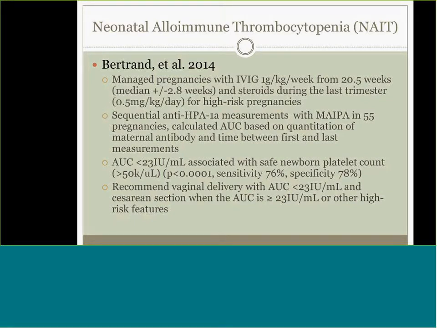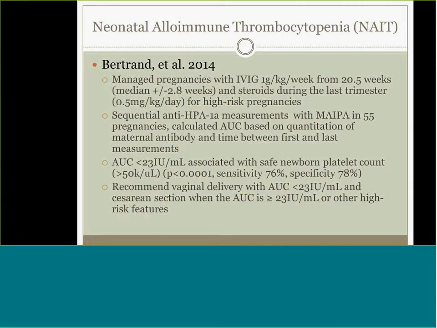In a recent study, they managed pregnancies with IVIG 1 gram per kilo per week from 20 weeks and still in the last trimester, and they reserved these for very high-risk pregnancies. What they were trying to do is find an alternative method versus direct fetal platelet count determination, which comes at a price. There's a risk of fetal loss, there's a risk of fetal hemorrhage.